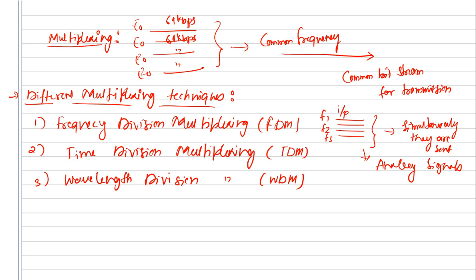Okay. So let me take the next slide to explain it better. We were discussing FDM. So these use different frequencies as input, F1, F2, F3, and they are simultaneously transferred. And this is best suited when we are using analog signals.